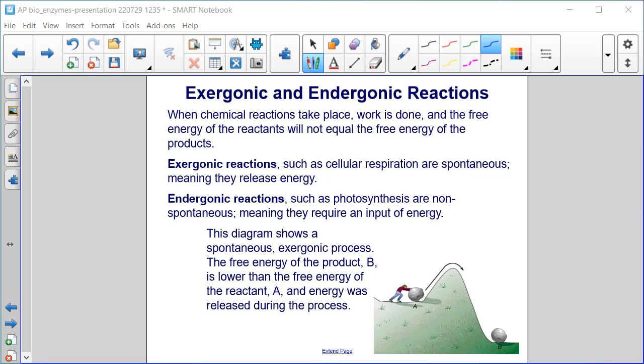This diagram shows a spontaneous exergonic process. The free energy of the product B over here is lower than the free energy of the reactant A, and energy was released during the process.